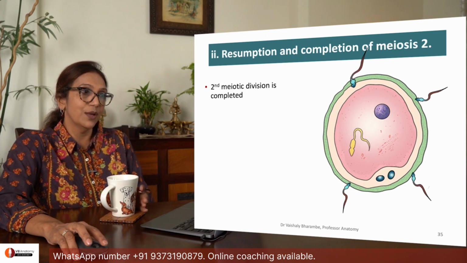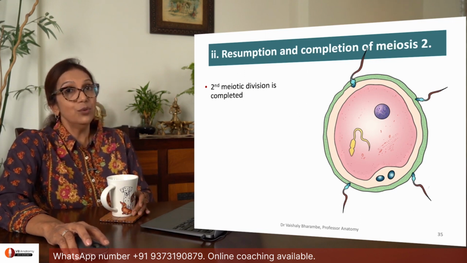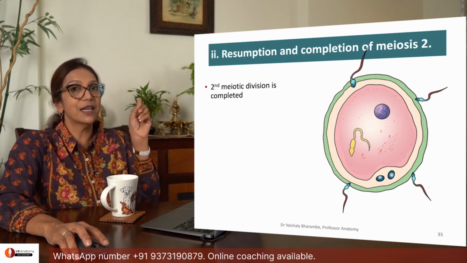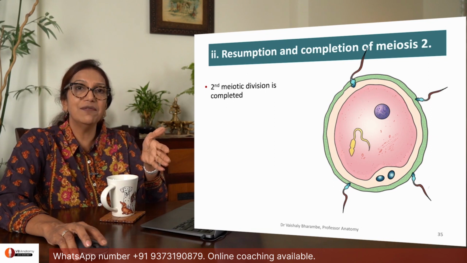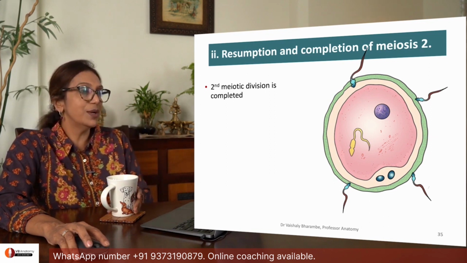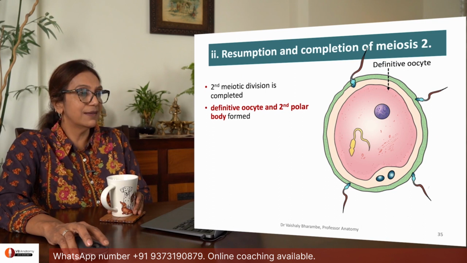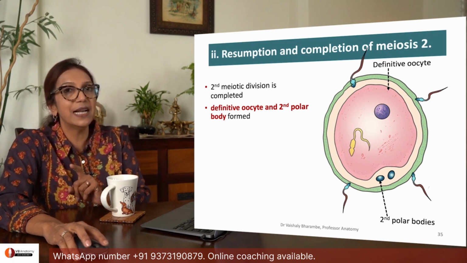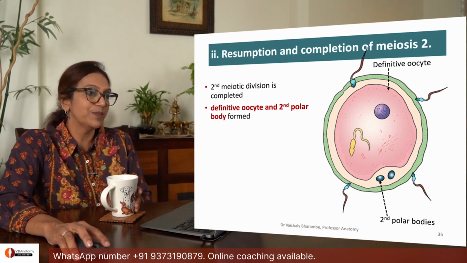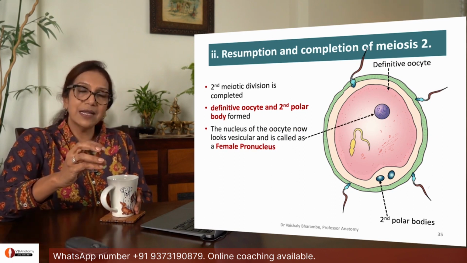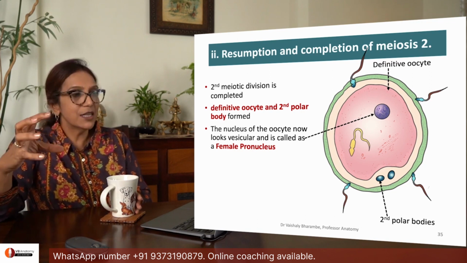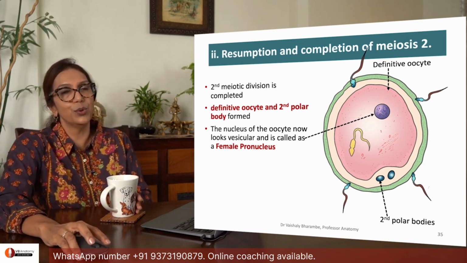Okay, so the secondary oocyte is now stimulated by the calcium wave to complete its meiosis. You remember, secondary oocyte was arrested in metaphase of meiosis 2. So it completes that division, resulting in development of a definitive oocyte and a second polar body. Remember, there was only one polar body in the perivitelline space. Now there are two. The nucleus that is now formed, okay, becomes enlarged, puffy, vesicular, and is called as the female pronucleus.